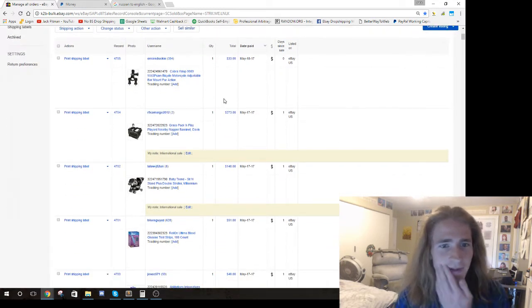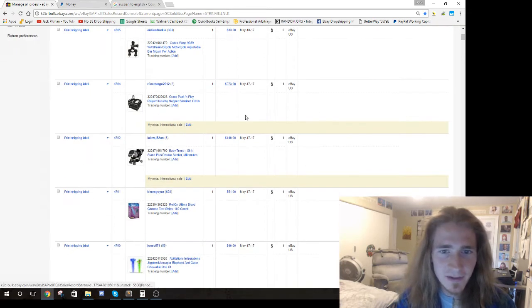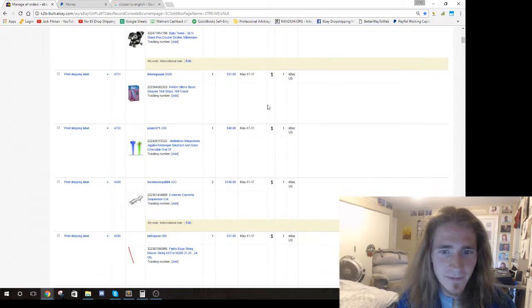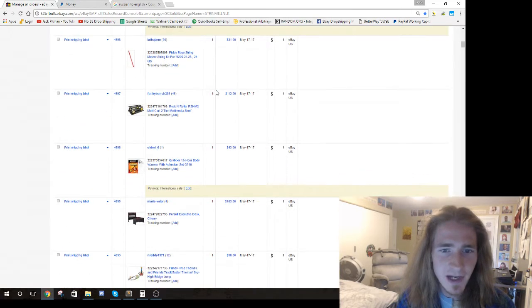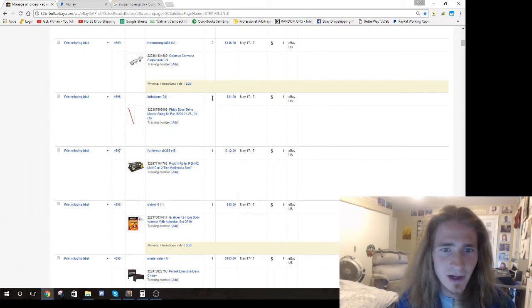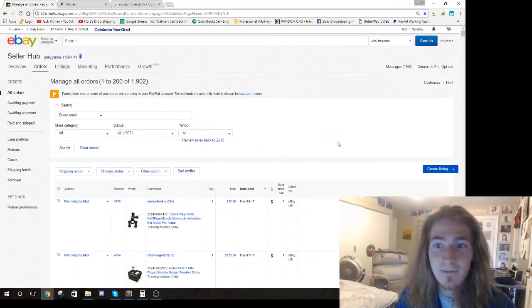So we've sold a bunch of baby items and look at this. We have $33, $270, $140, $51, $40, $146, and this is a 2 quantity item, which is interesting. That's been happening a lot recently. So I recently went through and changed my default quantity. My default quantity is now 3 instead of 1.